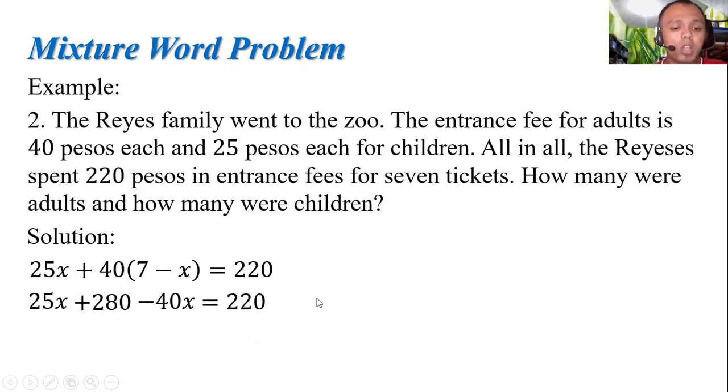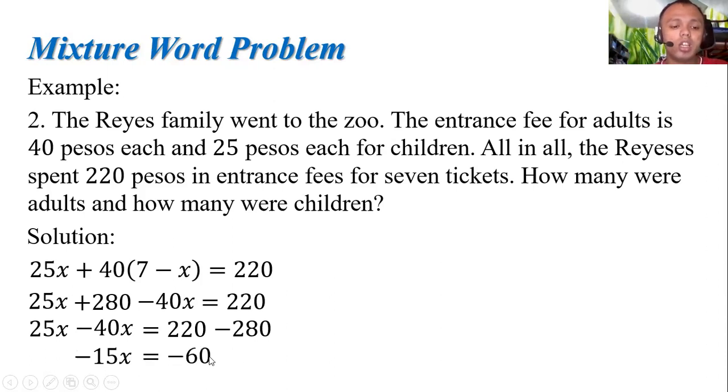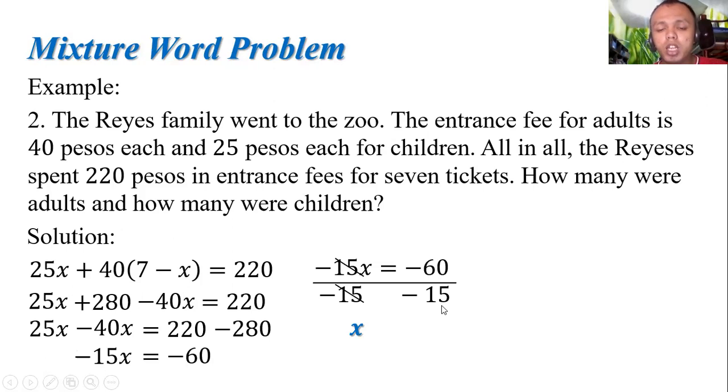Then transpose 280 to the other side. We have 25x minus 40x equal to 220 minus 280. 25 minus 40 is equal to negative 15. 220 minus 280 is negative 60. Then divide both sides by negative 15. Cancel this out. We have x equal to negative 60 divided by negative 15.